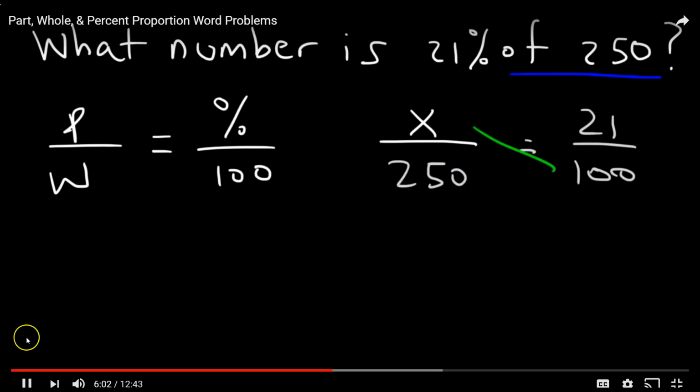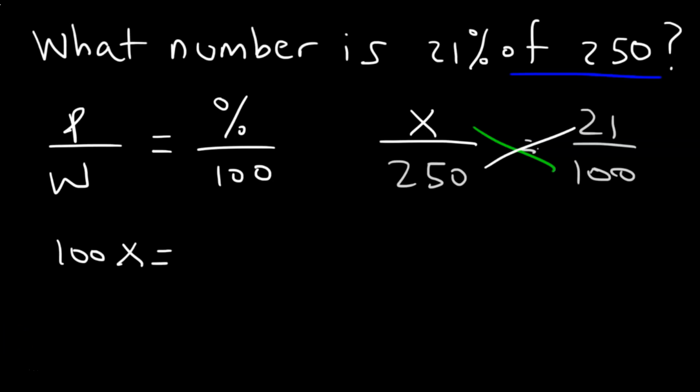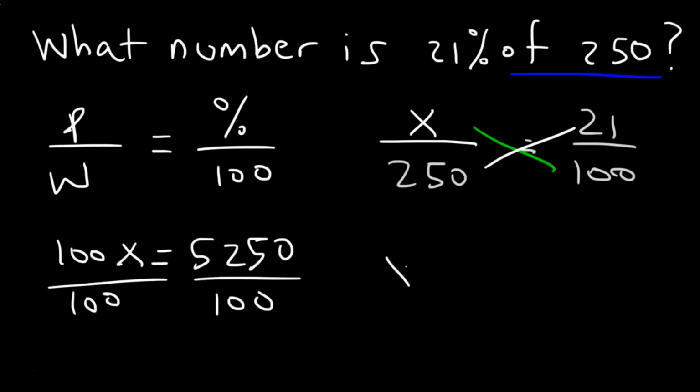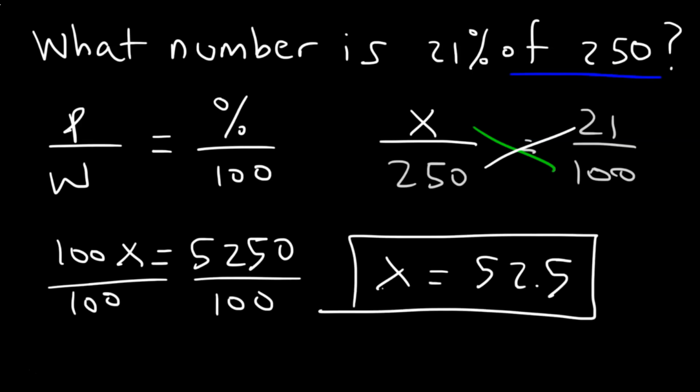So once again, we're going to have 100x is equal to 250 times 21. 250 times 21 is 5250. Now let's divide both sides by 100. 5250 divided by 100 is 52.5. So 52.5 is 21% of 250. By the way, 50 is 20% of 250. 20% is 1/5. The last thing that we need to cover is finding the base.